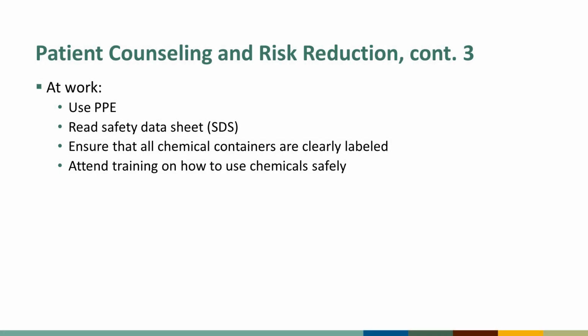When at work, be sure to use the employer-supplied personal protective equipment such as gloves, goggles, mask, and respirator as recommended. Read employer-provided safety data sheet, or SDS, on products that are used. Employers are required by law to provide labeling, an SDS, and safety training on use of chemicals in the workplace as part of the Occupational Safety and Health Administration's, or OSHA's, Hazard Communication Standard. Be sure that all chemical containers are clearly labeled. Attend employer-provided training on how to use chemicals at work safely.